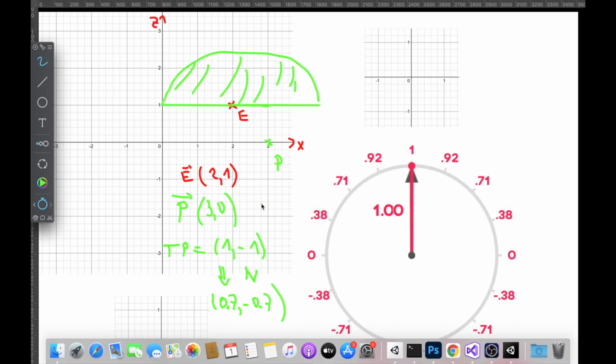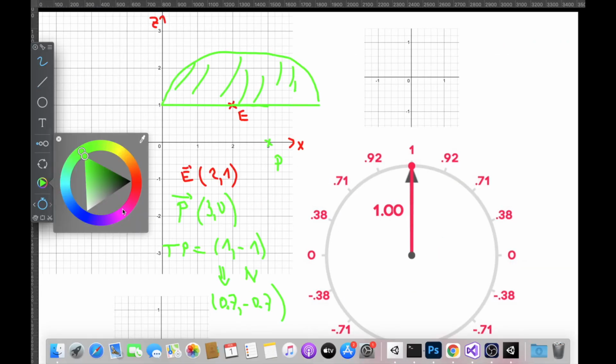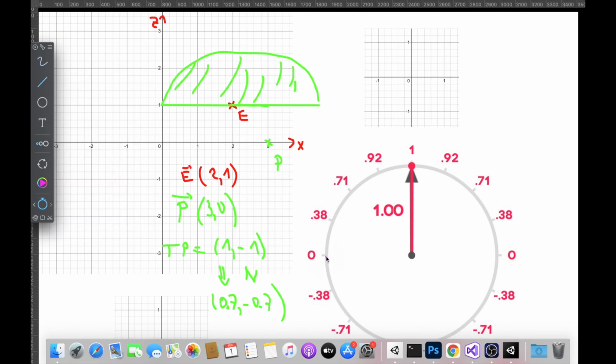All right, now we can draw it on the unit vector. I can just change the colors. So 0.7 is somewhere about half here. The 0.7 perpendicular line to it, that's the minus 0.7. So our player position is here, relative to the enemy. That's the player position here. All right, and yeah, let's mark it.